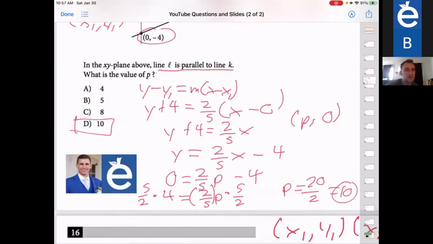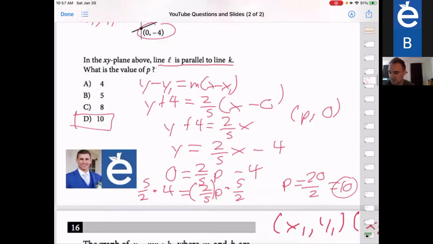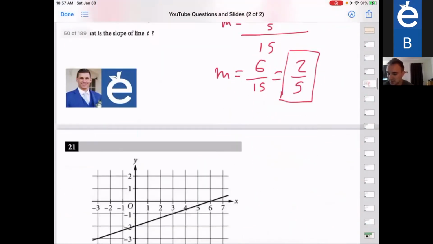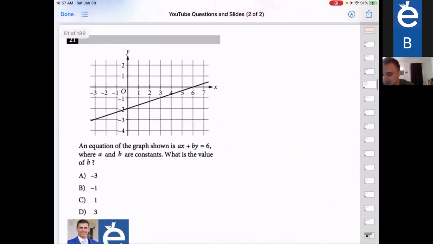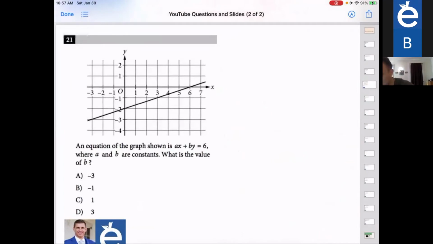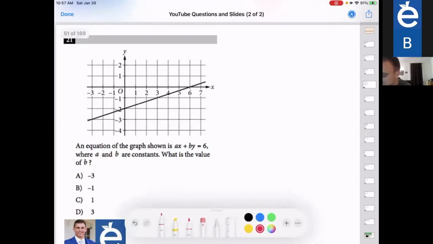All right. Next one, let's do one last one in this section. Down here on page 51, it's number 21. It says an equation of the graph shown is ax plus by is equal to 6, where a and b are constants. What is the value of b? So let's take that equation, ax plus by is equal to 6.